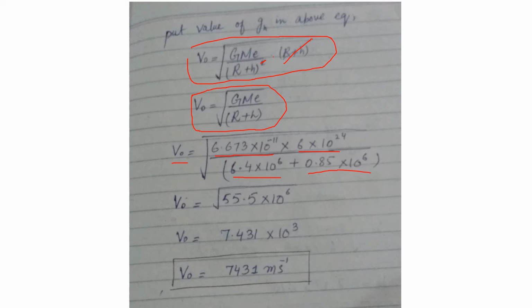We have calculated this value with the help of our calculator, and we get v naught is equals to under root 55.5 into 10 raised to power 6. If we just take the under root from the calculator, we get the answer v naught is equals to 7.431 into 10 raised to power 3. If we multiply this 10 raised to power 3 with this value, we get v naught is equals to 7431 meter per second. So this is the orbital speed of the satellite that is revolving around the earth, and that we have calculated.